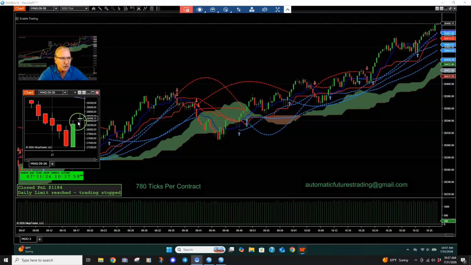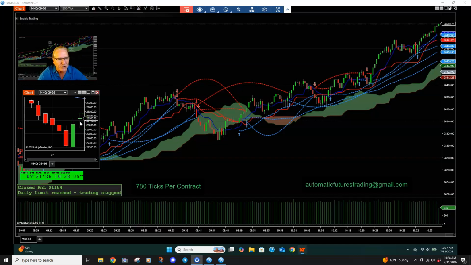This is our daily candlestick right here, printing slightly positive for the day, very close to a doji, but right now we're on an uptick, aren't we?